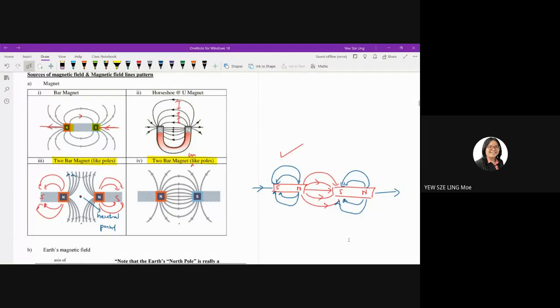So I give you 2 minutes to record all this additional thing, to write down some notes for yourself, such as what happens in a U-shaped magnet, what happens when you have 2 like poles. And don't forget to make corrections, like here, you have 2 unlike poles. So not like poles, but unlike poles. So what happens when you have unlike poles?